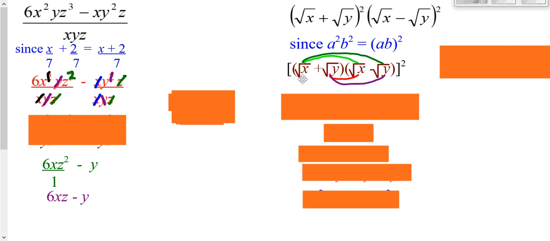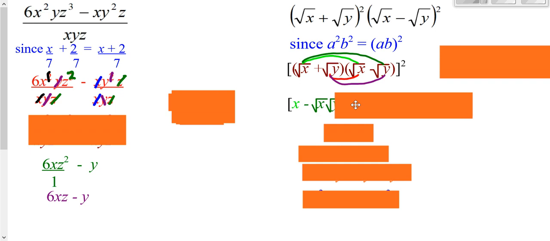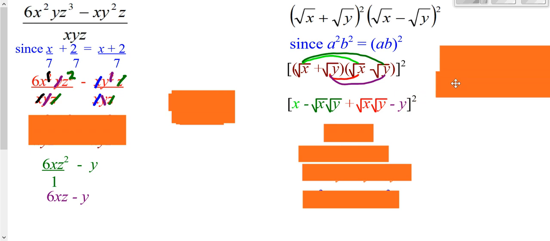So we'll go ahead, we'll multiply the first terms. Root x times root x would be a root of x squared, or x. Outer terms would be this. Inner terms would be the same thing but positive. Last terms would be a negative this. Combined together are like terms. Notice the red and the green cancel, leaving us only with an x and a minus y.